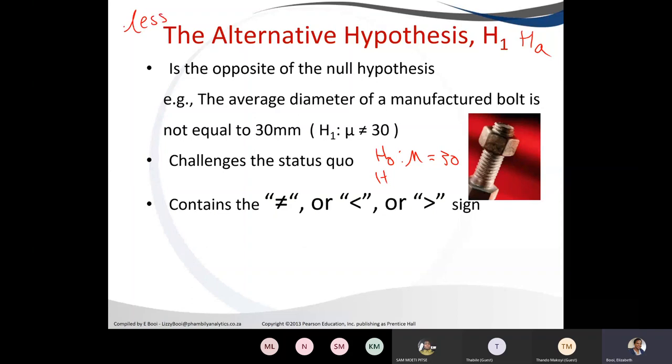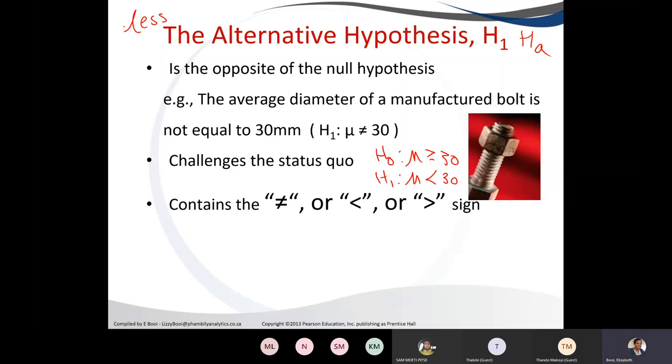If the researcher wanted to prove that the mean is less than, I cannot put it in the null hypothesis, but that will go in the alternative as a less than. So it will state that in my alternative, it will say the mean is less than 30. Or we can also say the mean is greater than or equal in our null hypothesis.